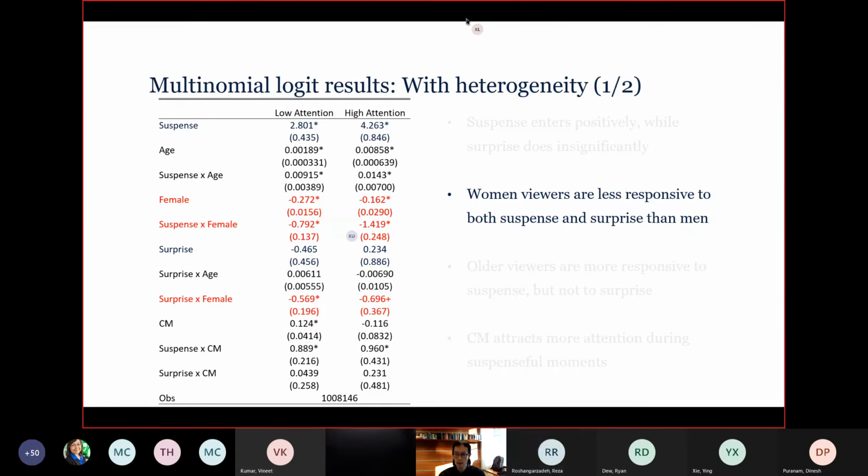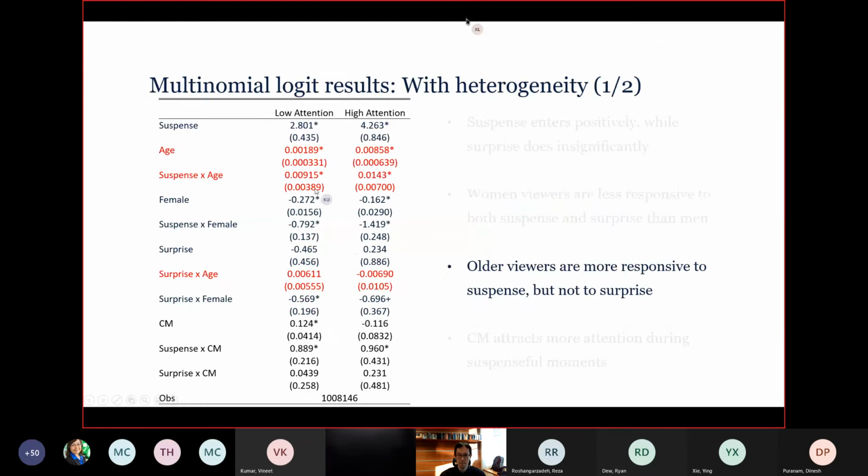And in terms of gender, female viewers, again, in general don't pay attention to the screen, and also they don't watch the baseball games. And also they don't really respond to suspense and surprise. So the interaction terms of suspense and female, and surprise and female, are both negative and statistically significant. And in terms of age, older viewers are more likely to respond to suspense, but not to surprise.